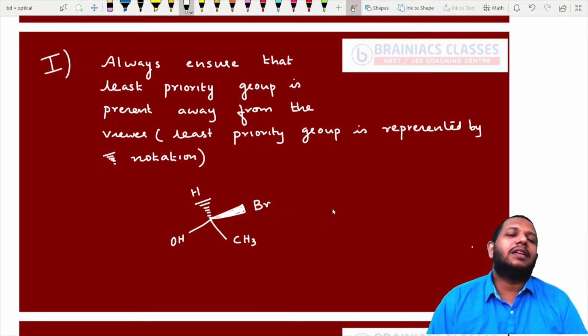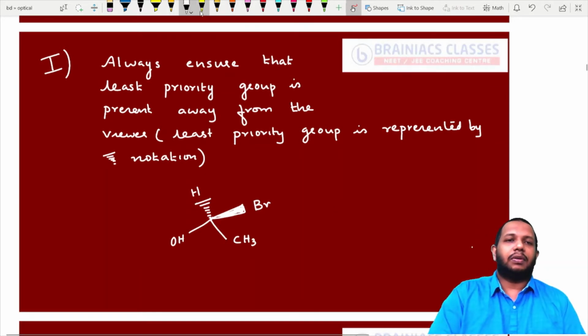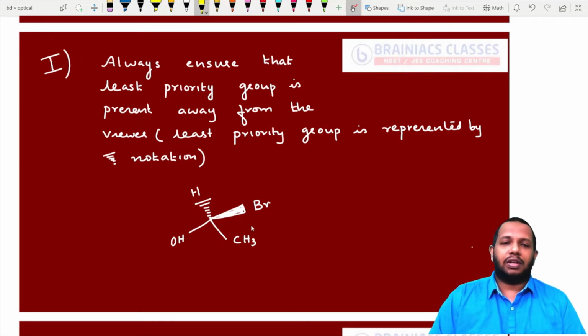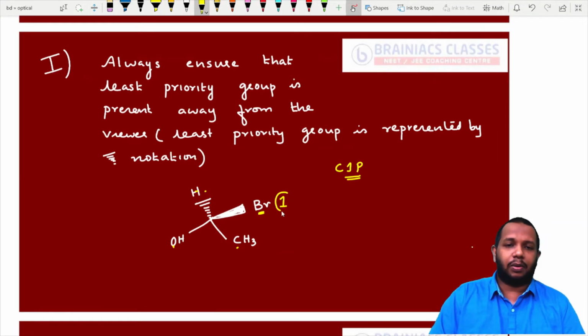Now how will you assign priority to this one? Very simple. You need to give priority based on the atomic number. Among the 4 atoms connected to the carbon, here the bromine atom is connected, here the hydrogen atom, here the oxygen atom, and here carbon. Which has the higher atomic number? That way of giving priority is called the CIP rule. We have already learned this in geometrical isomerism when discussing EZ notation. Among these, the highest atomic number is for the bromine atom, so that will get the highest priority, 1.